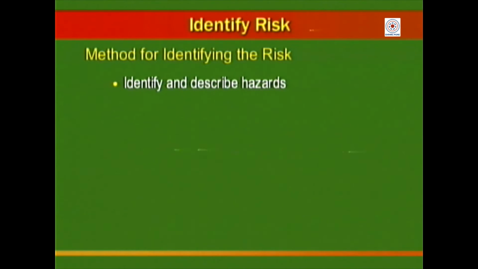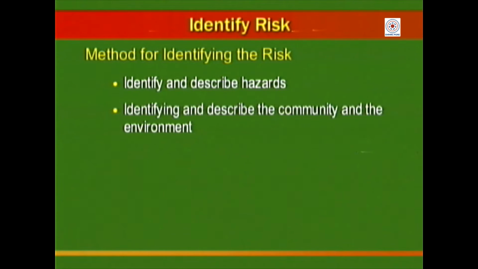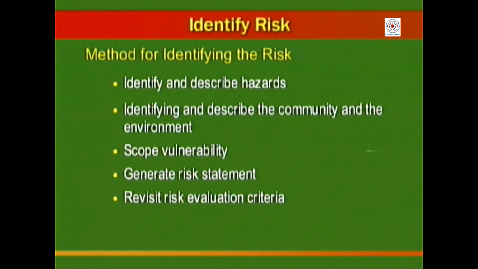What are the ways of identifying the risk? Identify and describe the hazards, identify and describe the community and the environment, scope vulnerability, that is, what are the people, what is the built environment, built infrastructure which is susceptible to the disaster, generate risk assessment, and revisit risk evaluation criteria. Now, how to identify and describe hazards?